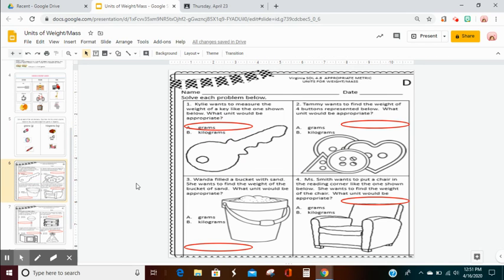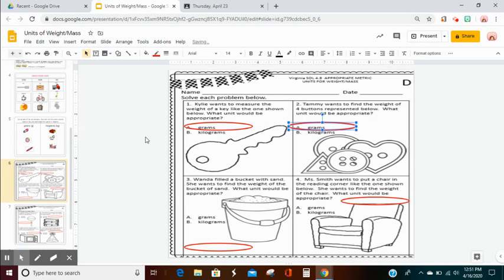All right, number 2, Tammy wants to find the weight of 4 buttons represented below. What unit would be appropriate? Paperclip or 2 boxes of butter? It's 4 buttons. That one would be grams. Those are going to be lightweight.